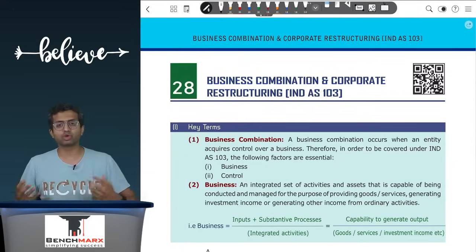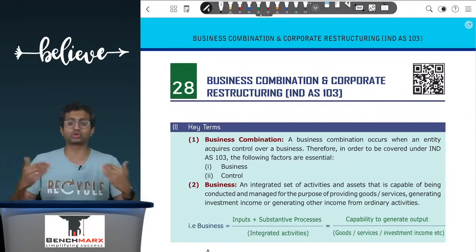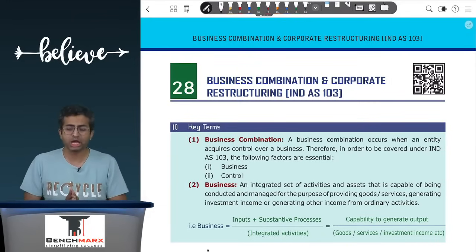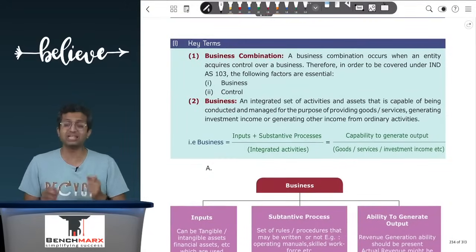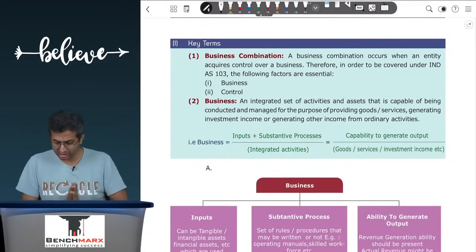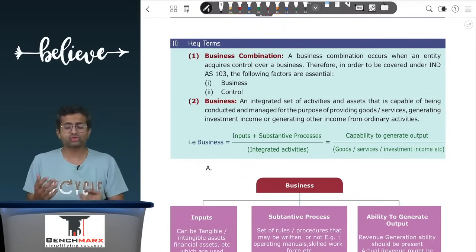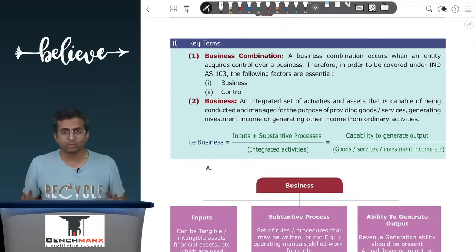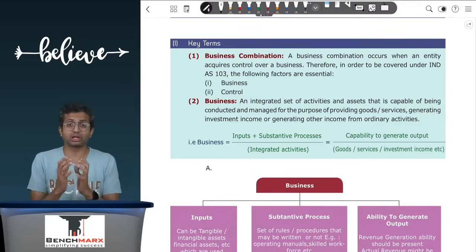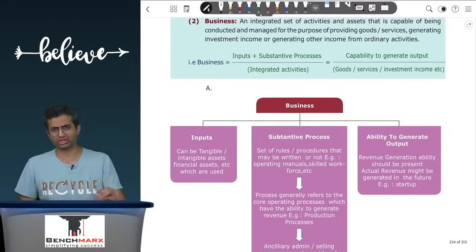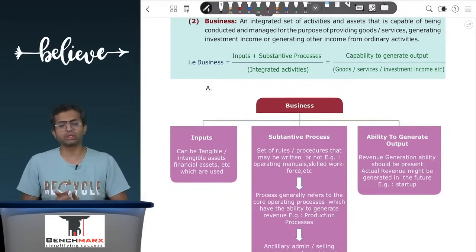So how is business combination defined? Now, business combination has two parts. One is business and one is control. So it is defined as acquisition of control over a business. Now, how is a business defined? Now, business has three ingredients. Business is said to be an integrated set of activities and assets, that is basically inputs, upon which you apply substantive processes in order to generate an ability to generate output, other income, etc. So basically we are focusing on three essential ingredients. There is inputs along with substantive processes and an ability to generate output.